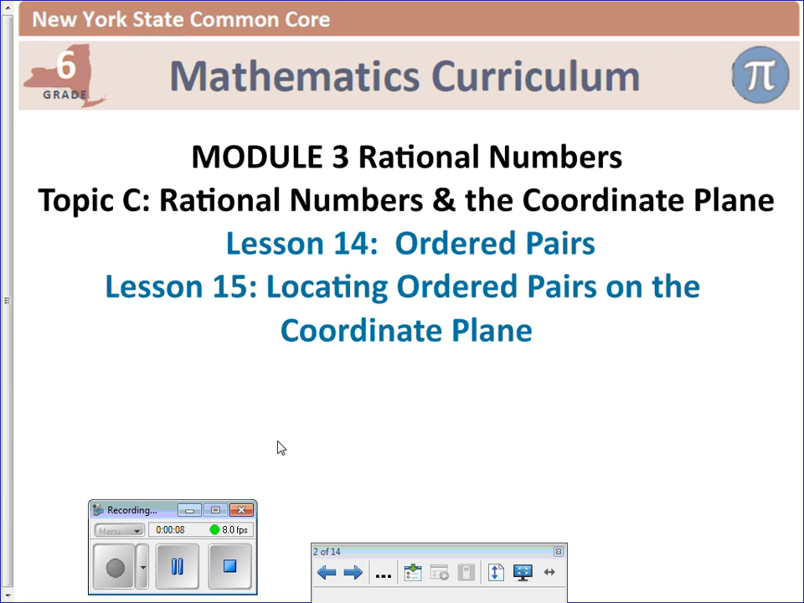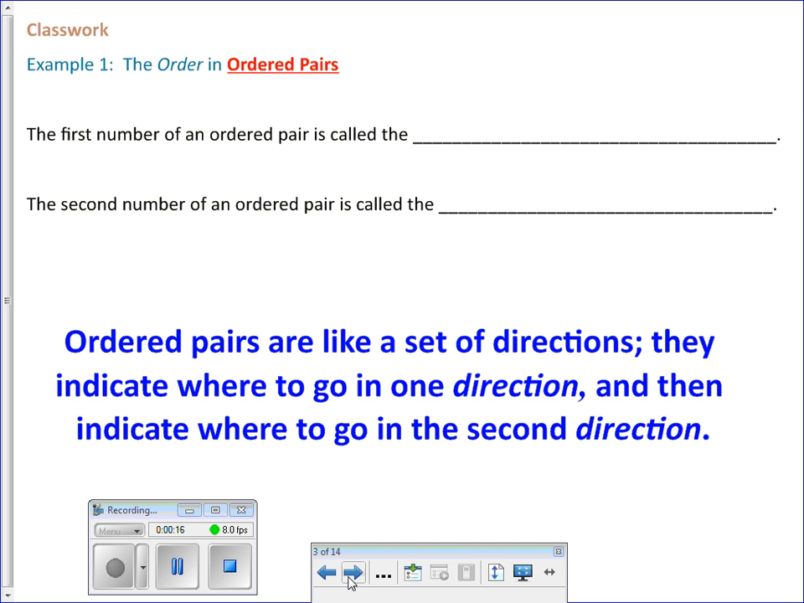Lesson 14 is really a review from 5th grade, so we're just going to skip it a little bit, because all of 14 is covered in 15, so it's not necessary to do it twice.